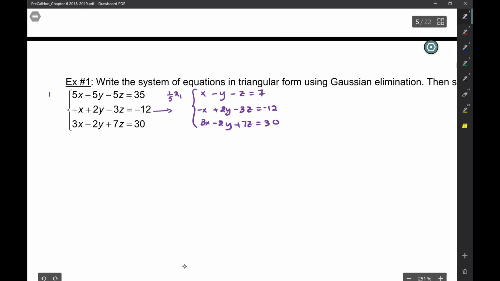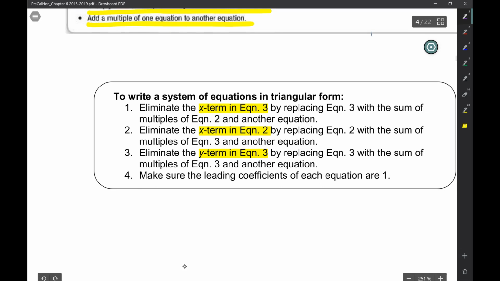Okay, so basically if I want to get triangular form here, then I have to eliminate anything under this main diagonal, right? You see how this is the main diagonal? So this negative x, the 3x, and the negative 2y have to go away. Of course, you can do it in any order that you want. However, based on my experience of having done this since, like, the 90s, this is a very efficient order of doing things.